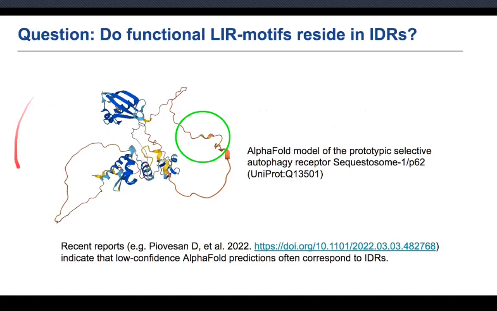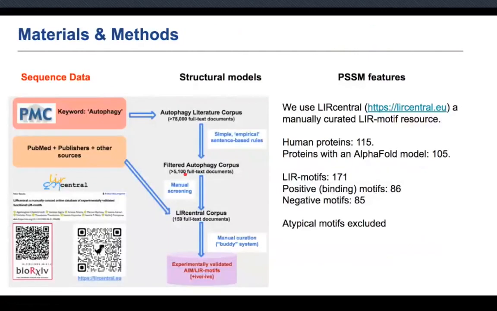Here we can see the predicted three-dimensional structure of human P62, the prototypic selective autophagy receptor. It is evident that the LIR-motif and its flanking regions are predicted by AlphaFold with low confidence. And low confidence in prediction has been recently associated with intrinsically disordered regions.